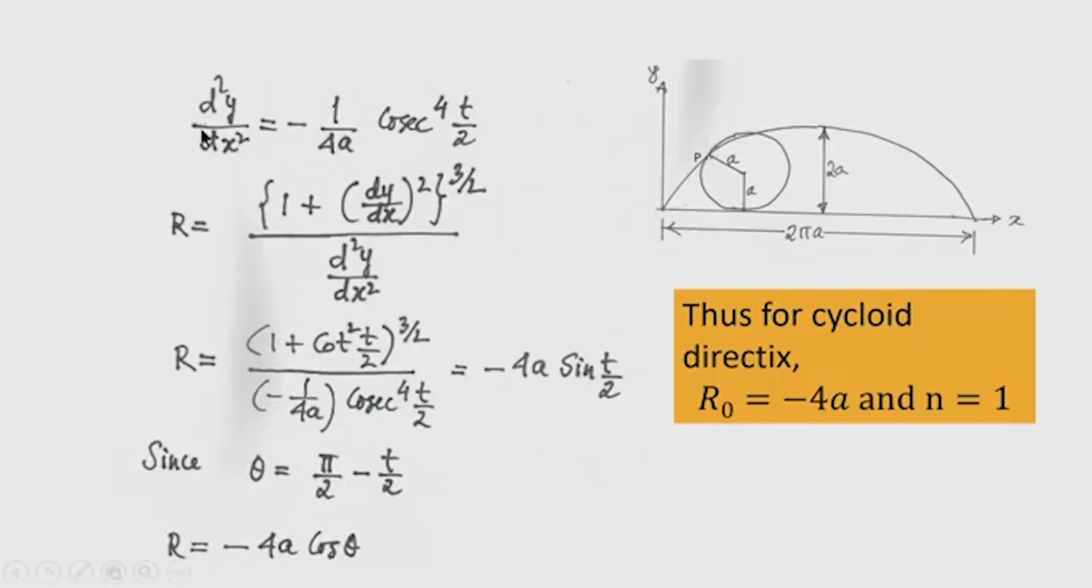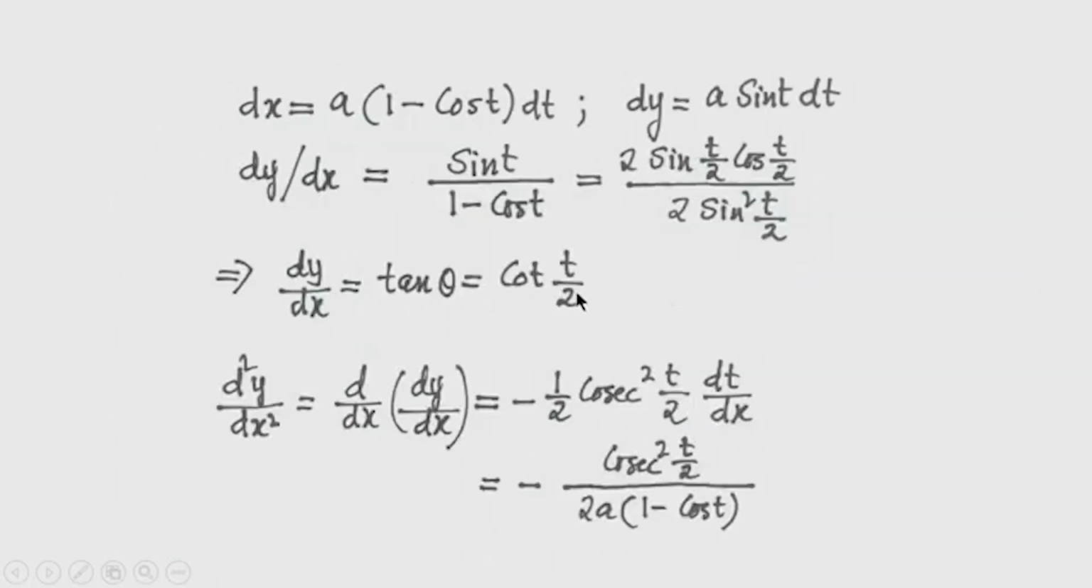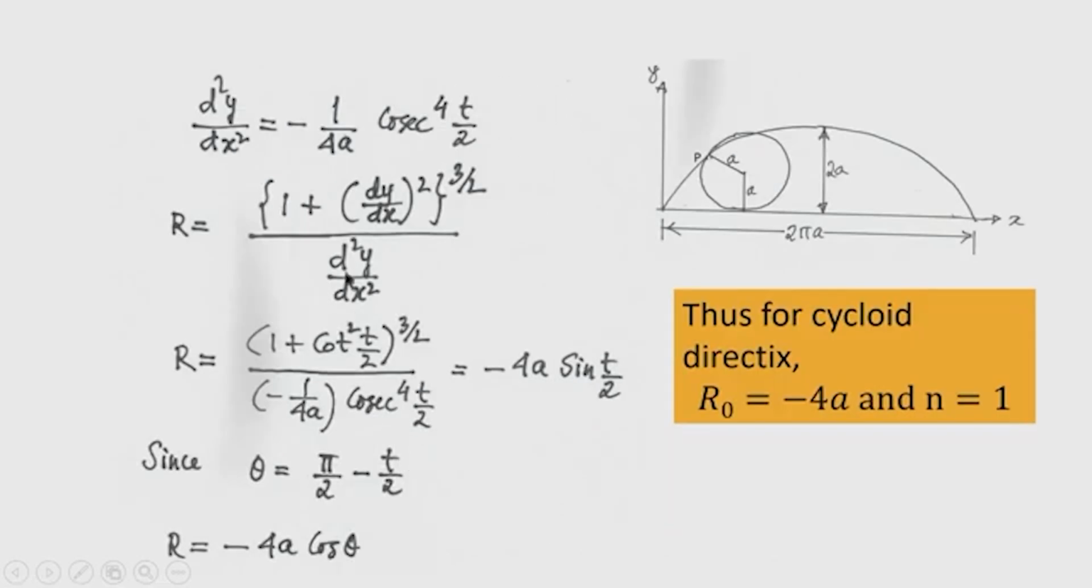So, d square y by dx square can now be written as 1 by 4a cosec to the power 4 t by 2. Now put this value of dy by dx that you have found, cot t by 2, and d square y by dx square as 1 by 4a cosec to the power 4 t by 2, in this expression for radius of curvature. So, after simplification we get the radius of curvature is equal to minus 4a sin t by 2.